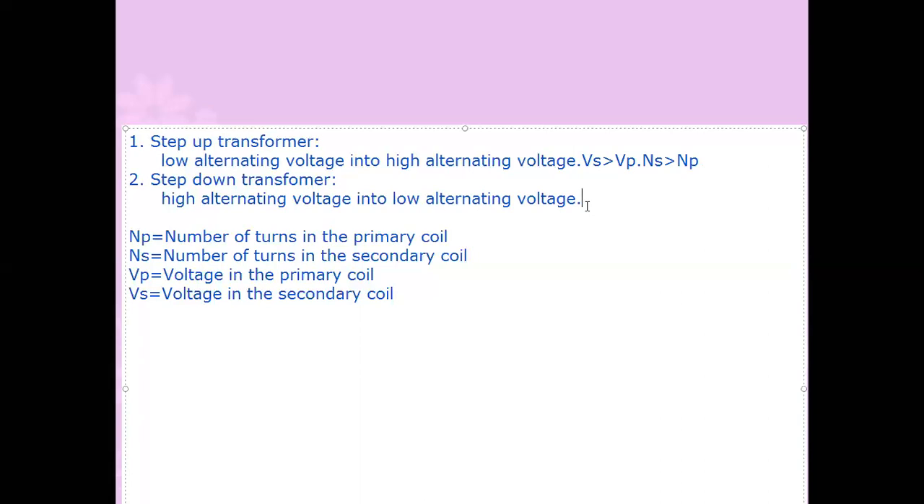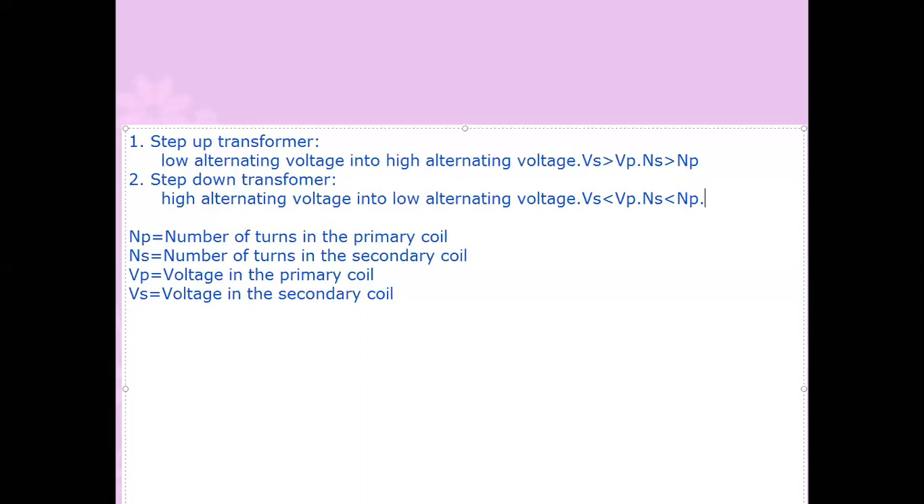So the step down transformer is opposite. Vs less than Vp. So the voltage is greater in the primary coil. So the number of turns Ns is less than Np. So this is the step up transformer and step down transformer.